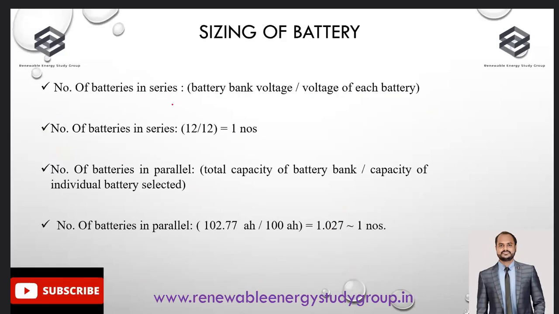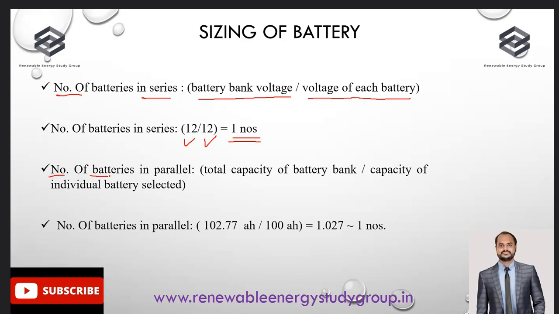Thereafter, we can decide how many batteries we have to connect in series, and how many batteries we have to connect in parallel combination. For that purpose, you can use this formula. The total number of batteries connected in series combination is nothing but the overall battery bank voltage divided by the voltage of the individual solar battery that you are connecting. In this case, the battery bank voltage will be 12 volt and each battery voltage will be 12. So from this, we get the answer of one battery connected in the series combination.